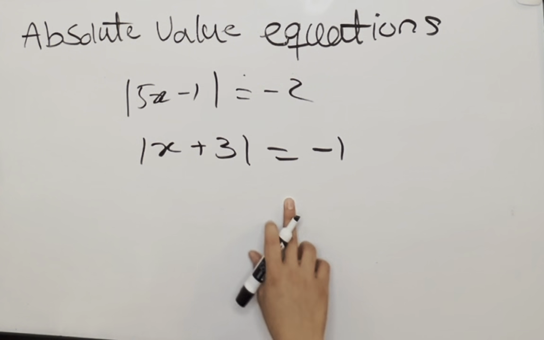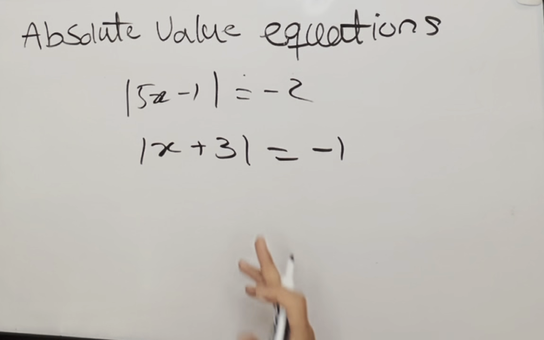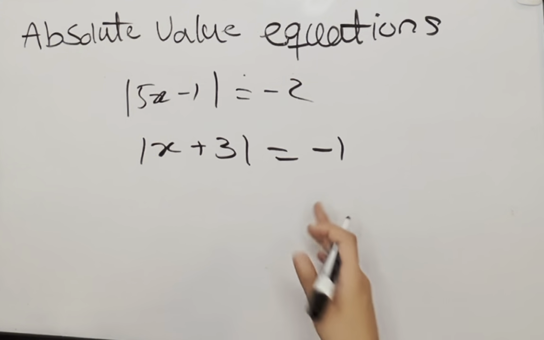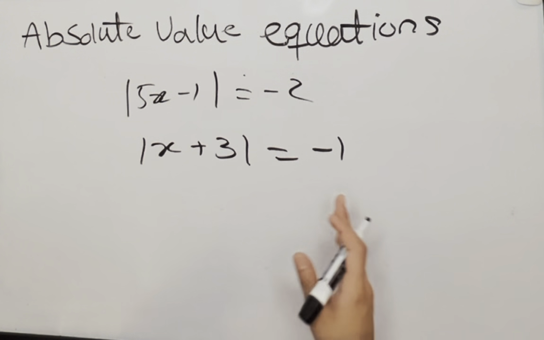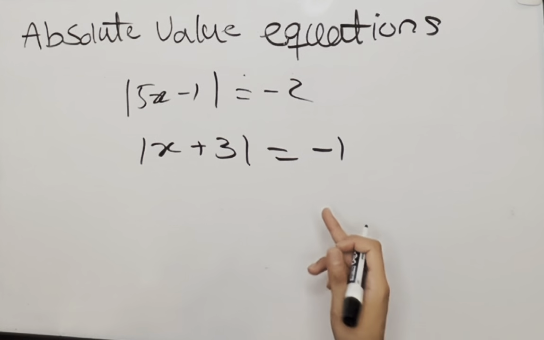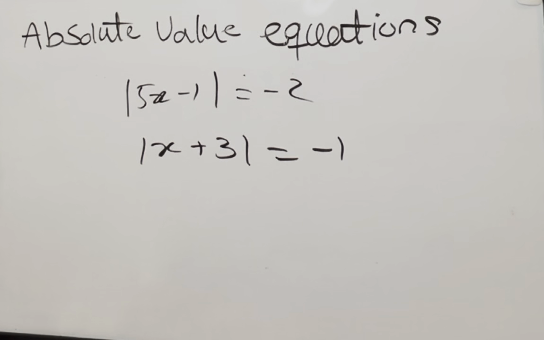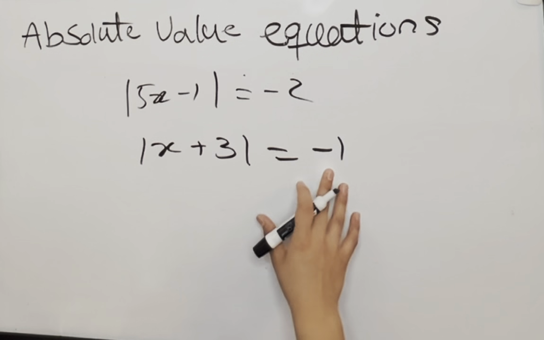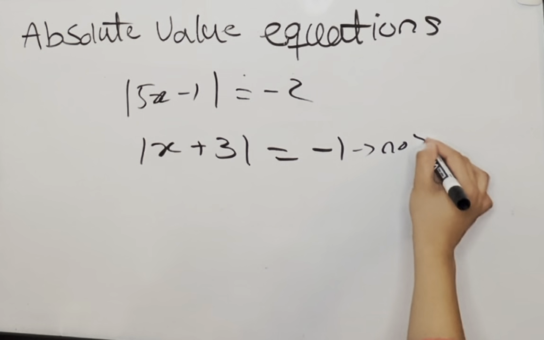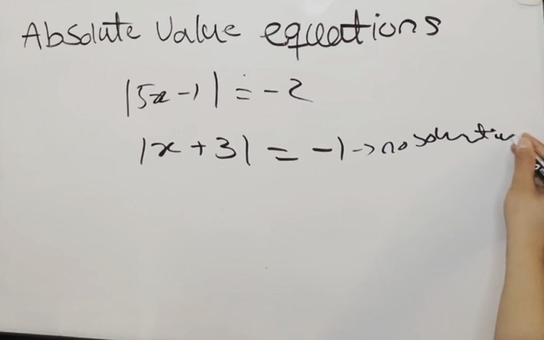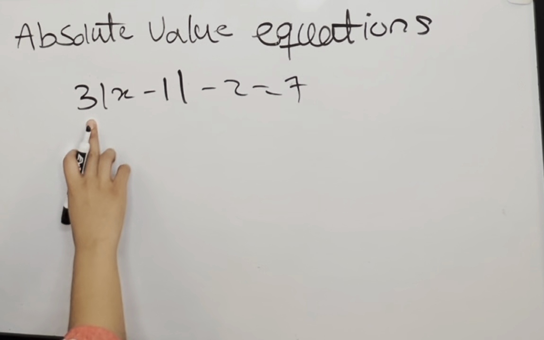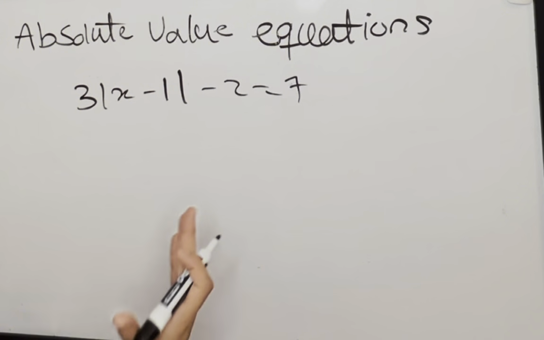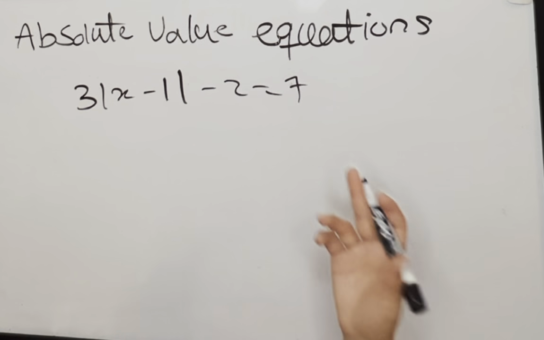Now for this question as well, you can see that the question is the absolute value of x plus 3 equals negative 1. And again, because we get a negative number and the absolute value always gives us a positive answer, we say that these have no solution, or that there might be a typo in the question. Let's say we have a question like 3 times the absolute value of x minus 1, minus 2 equals 7.